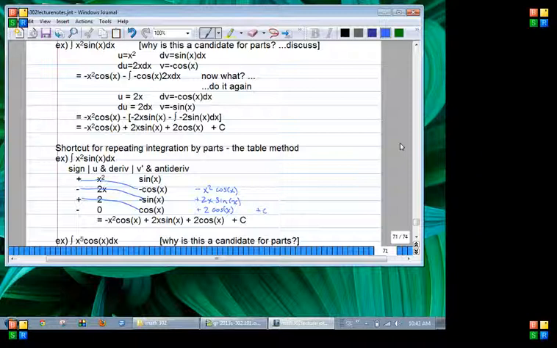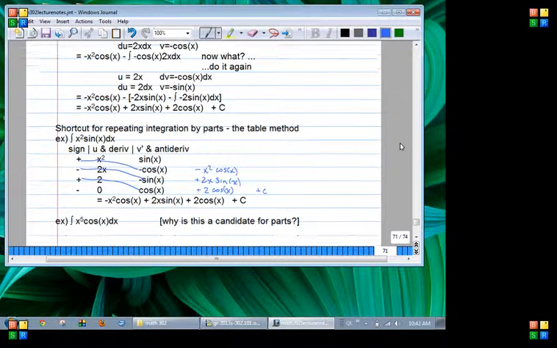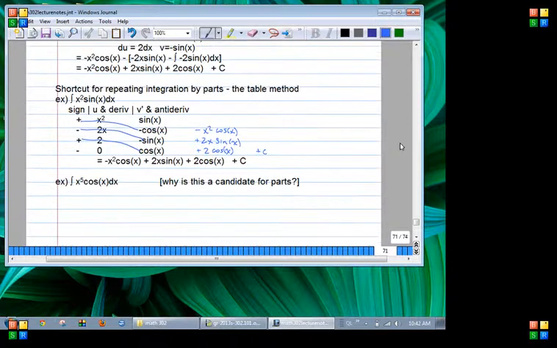Or I like writing v prime, because we don't need the dx when we write down our final answer, so we just think of it as a v prime. So let's do it. So what do we do?